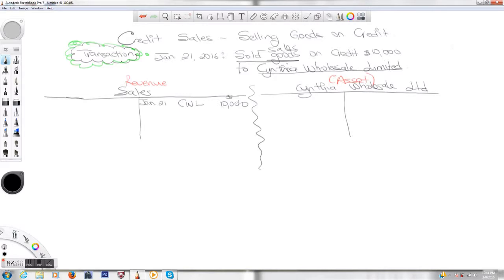And to increase an asset, we debit. So we debit this account. So we say January 21, sales, $10,000. And that's how we record a credit sale, right?